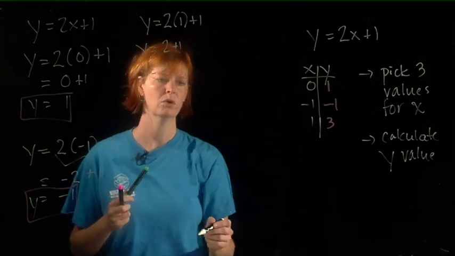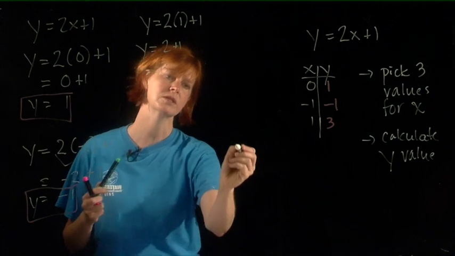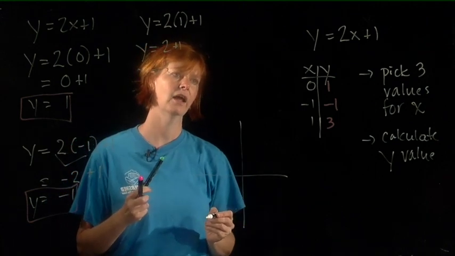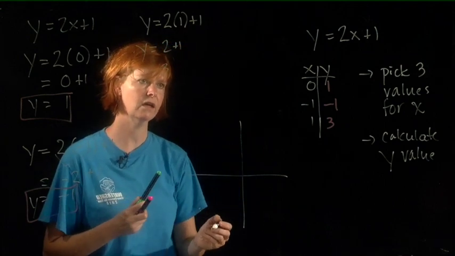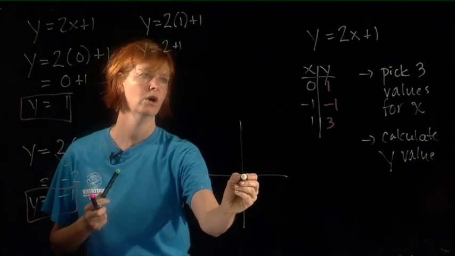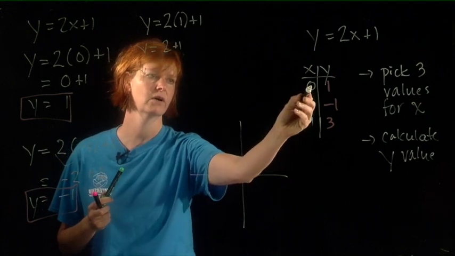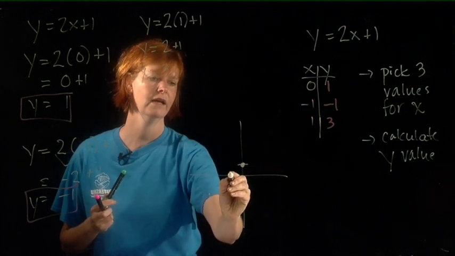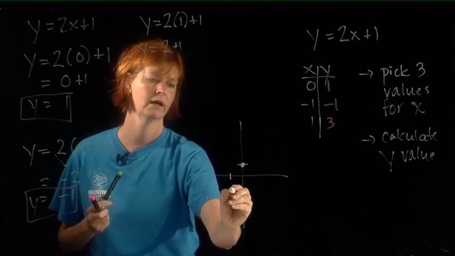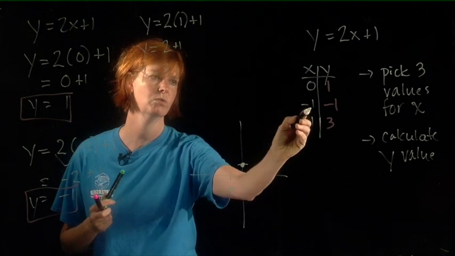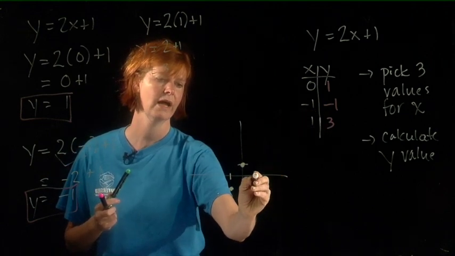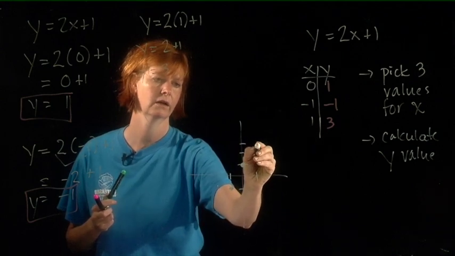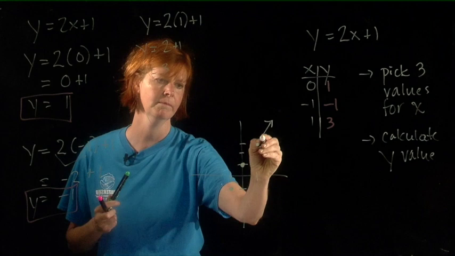Now we're going to go back and do what we did before when we were graphing just points. So let's get a little coordinate axes there. And it's fairly light, but I think you can still see it. 0, so move left or right 0, and then up 1. Okay, that's 0, 1. -1, -1. Okay, this is a left 1 and a down 1. This is right 1 and up 3. Okay, now we'll connect them.